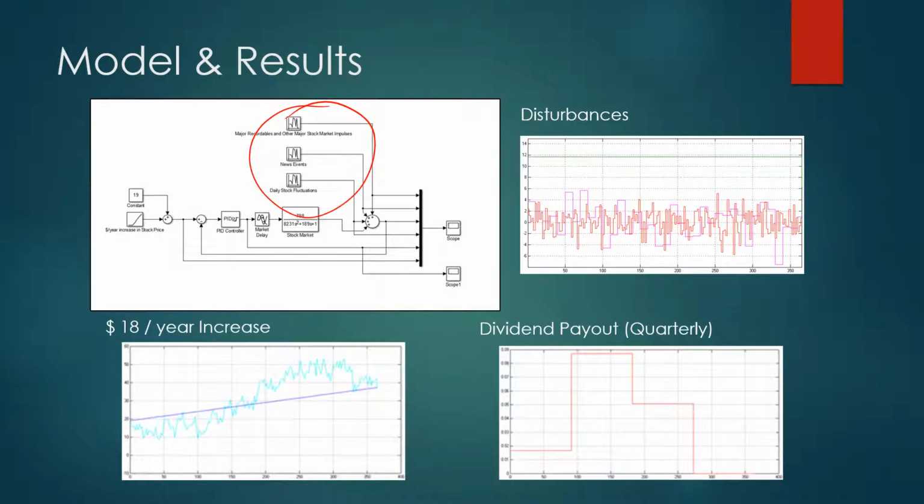And then it took us quite a little while to tinker with our PID to get it to follow fairly well. And with an $18 per year increase, this is how close we were able to get it to follow, given quarterly dividend payouts. So these are reasonable dividend payouts without being too fast or costing the company too much.